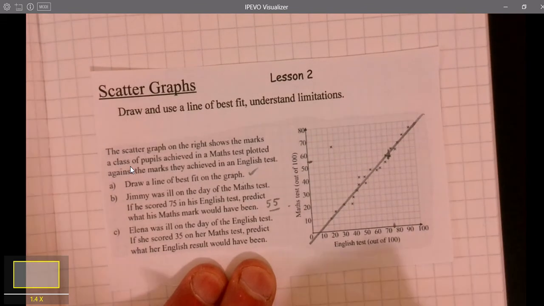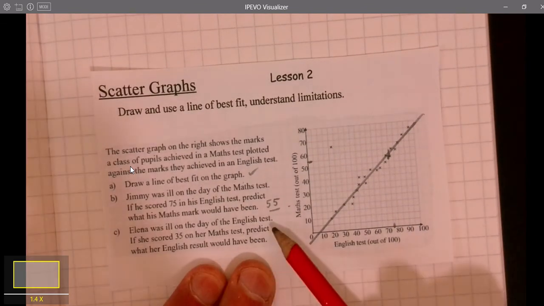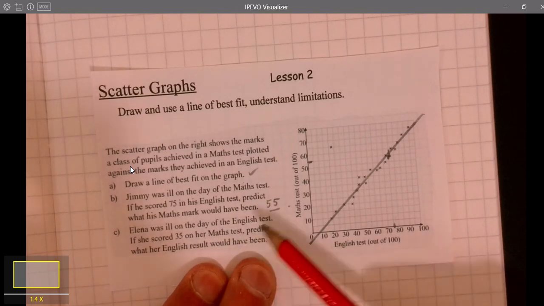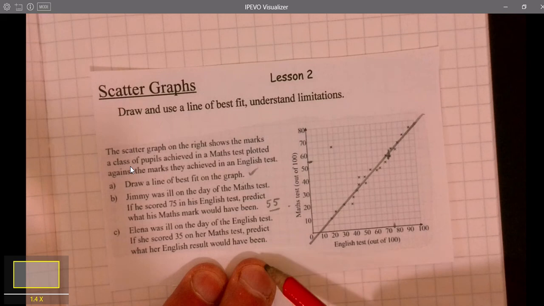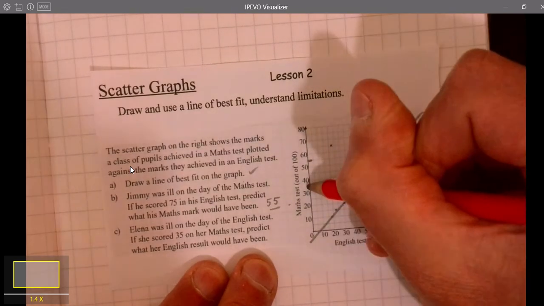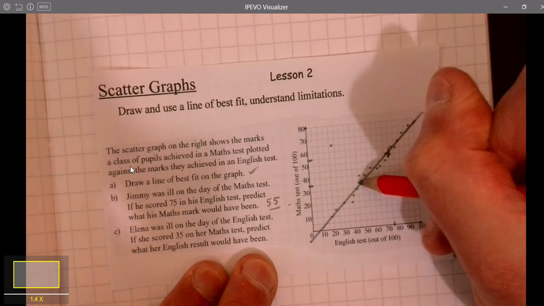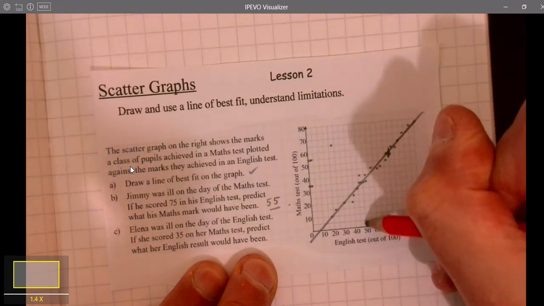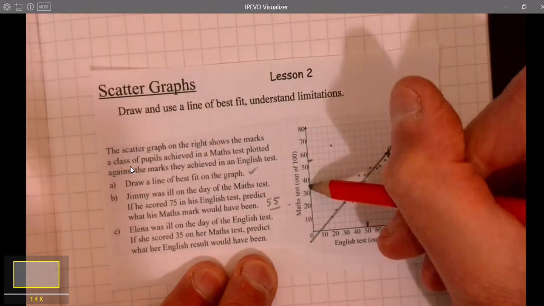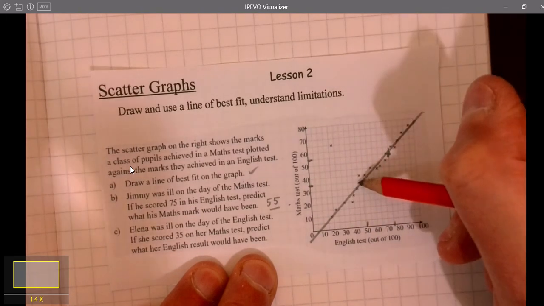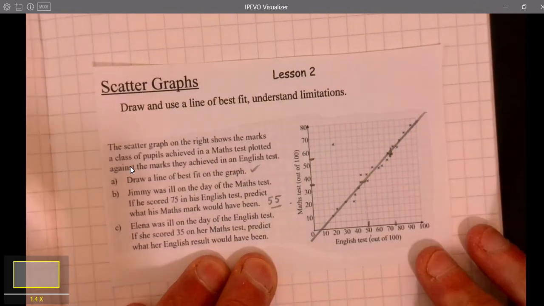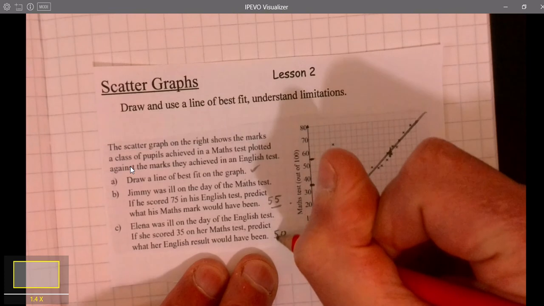Now, we've also got Eleanor was ill on the day of the English test. If she scored 35 on her maths test, predict what her English result would have been. So this is just doing it the other way around. So she scored 35. So I think she would have scored about 50. Okay, you can see what I've done there. I went up to 35 on maths, come across to the line, and drop down, and we've got about 50. Remember, you're always given a little bit of leeway on this.